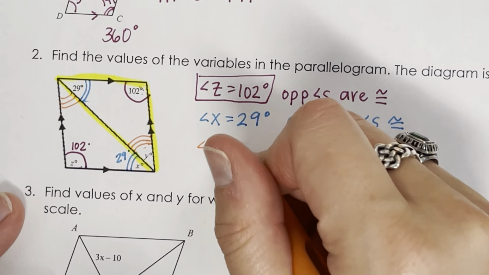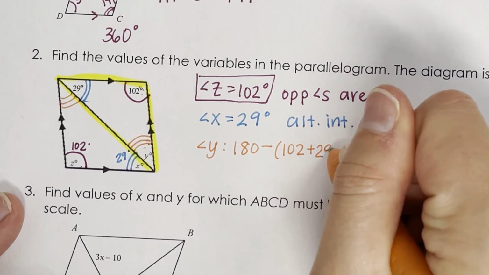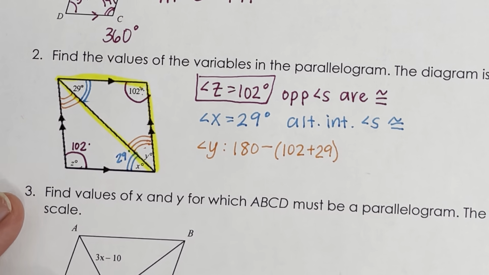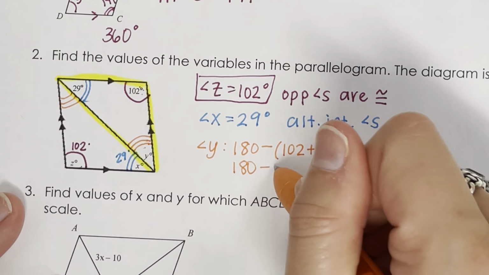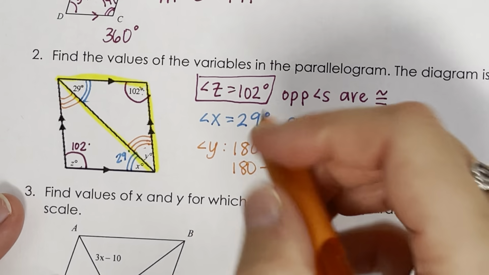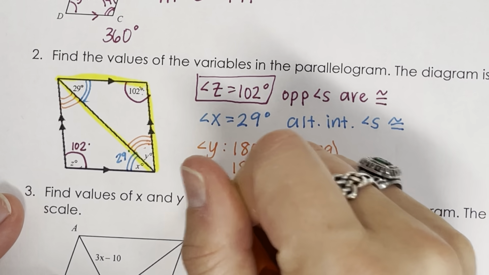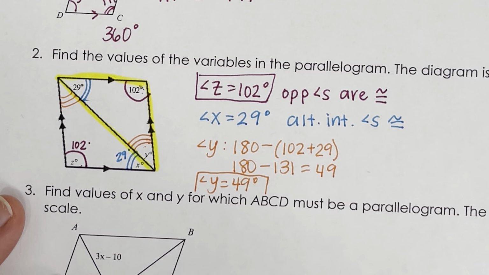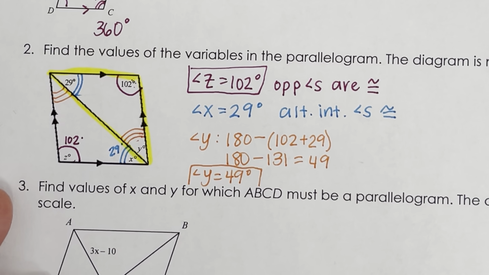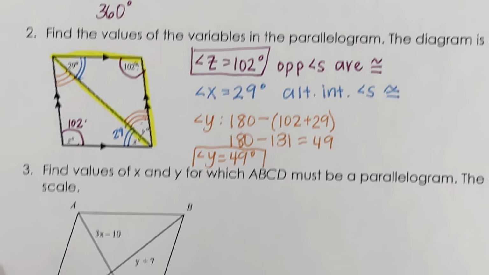So I'm going to do 180 minus the sum of 102 and 29. I'm going to add these two together and then subtract them from 180. When I do that, these two added together give me 131. So 180 minus 131 gives me 49 degrees. So angle Y is 49 degrees. And I know that because in a triangle, all of my angles add up to be 180 degrees. So you have to use a little bit of deductive reasoning here to get your answer.